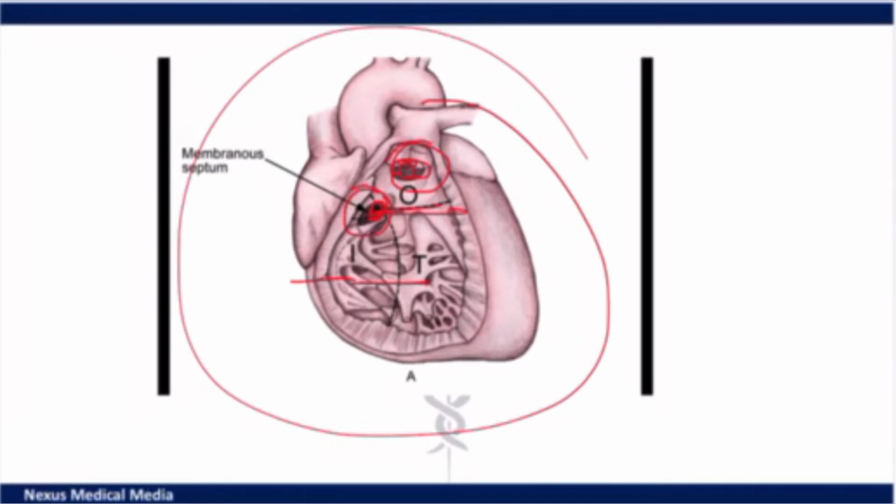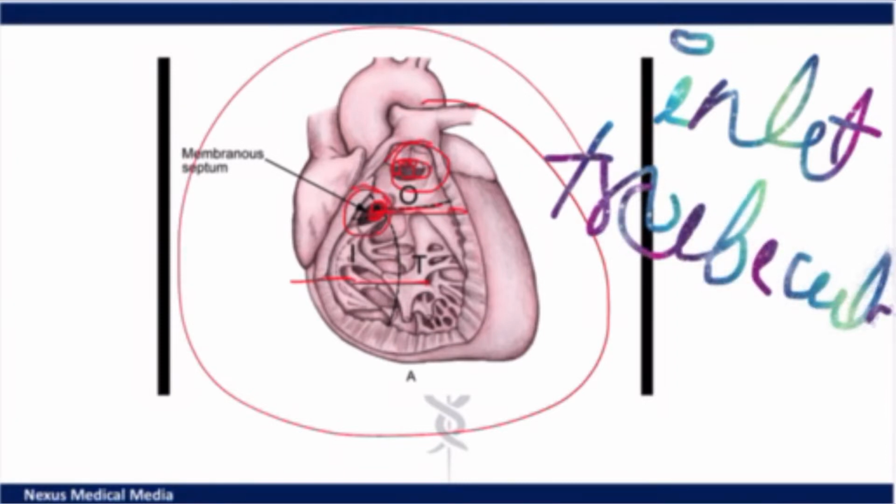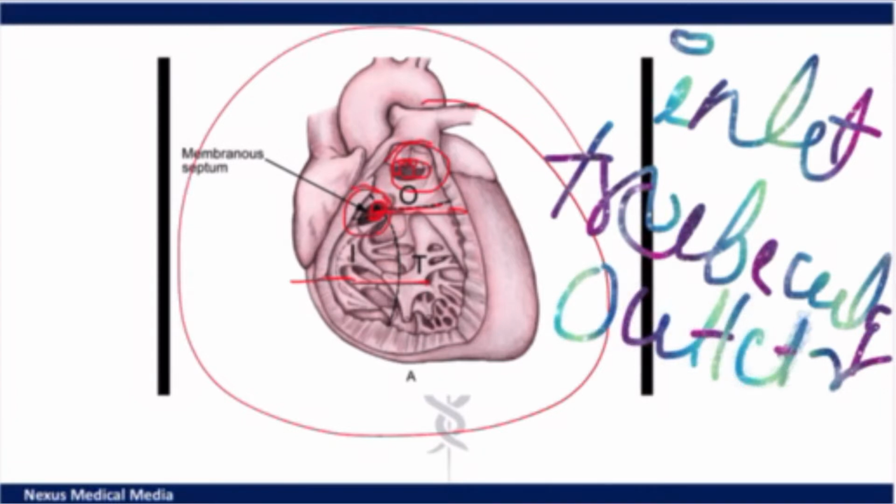What components am I talking about? It has an inlet septum. Okay, it also has a trabecular septum, and as well as what else? We also have an outlet septum. Okay, and lastly, which I have already marked for you, that is your membranous septum. Are these a classification? No, these are the parts of your interventricular septum.